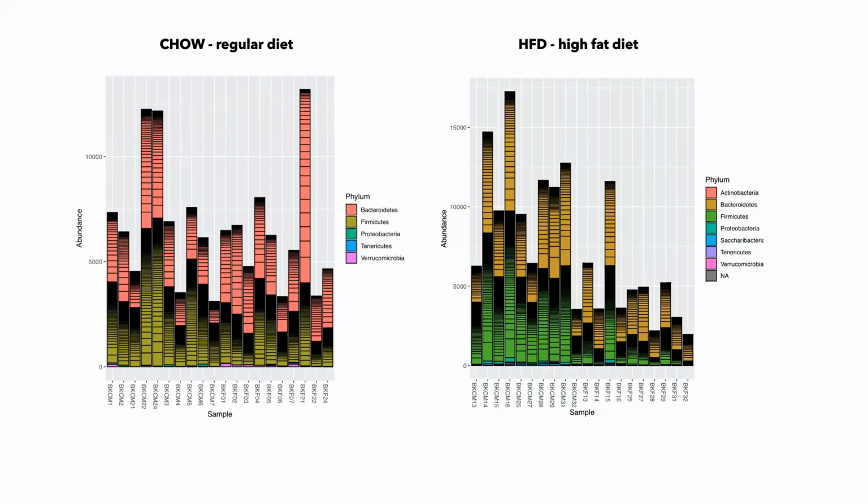This chart specifically has more samples. This is a different type of number, but we'll learn about the differences between these samples. We have different colors associated with different taxonomic orders of phylum. In this case, for the chow, the regular diet, we have Bacteroidetes, Firmicutes, Proteobacteria, Tenericutes, and Microbia.